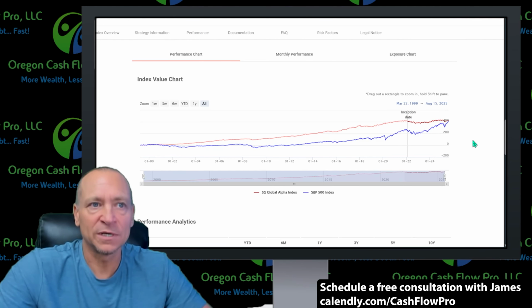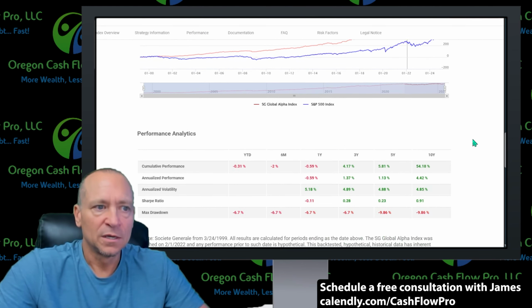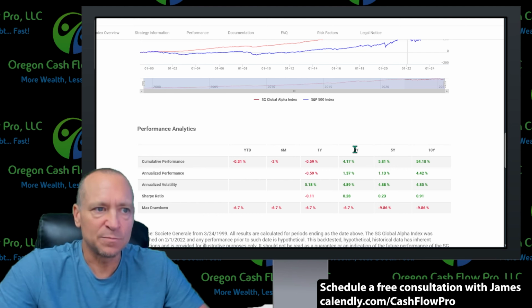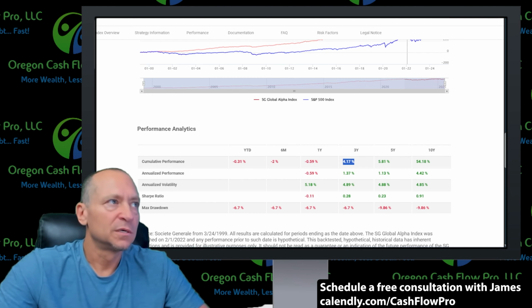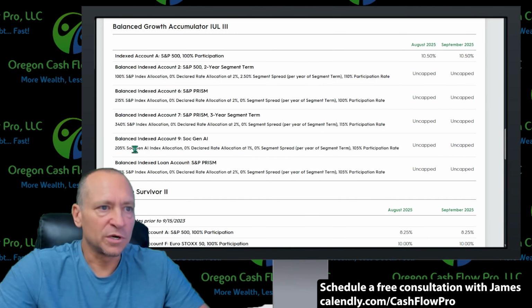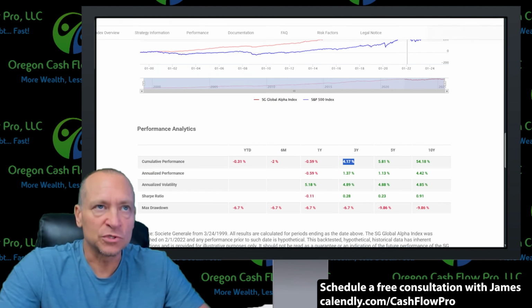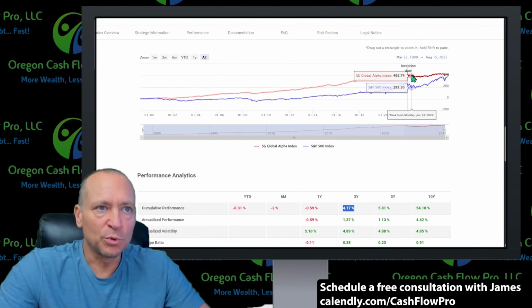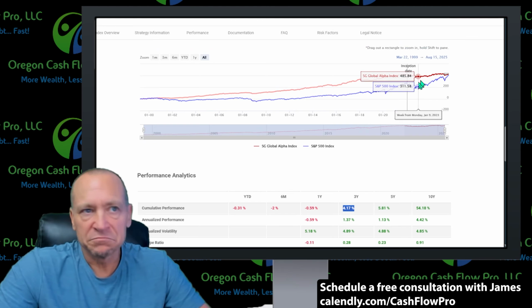The key to this one is that participation rate. Over the last 3 years that this has been active, it's grown 4.17%. Okay, at 4.17%, you have a 105% participation rate and a 205% index allocation, so you've got a multiplier and a multiplier. You did not hold this over those 3 years, but you have an annual point-to-point. So your first year would have been 0, no credit.